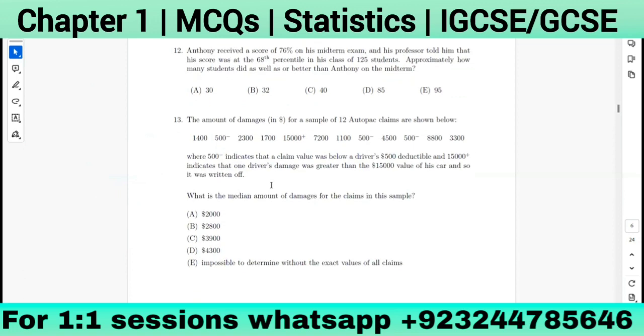Now the next part: Anthony received a score of 76% on his midterm exam, and his professor told him that his score was at the 68th percentile in his class of 125 students. Approximately how many students did as well as or better than Anthony on the midterm? So Anthony received a score of 76% on the midterm, which was 68th percentile.